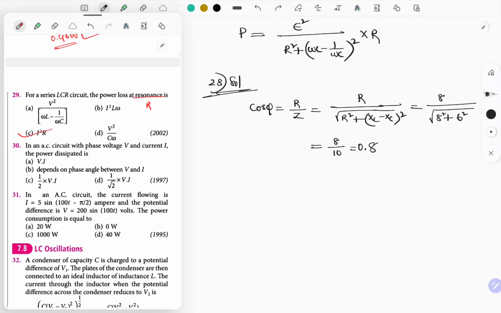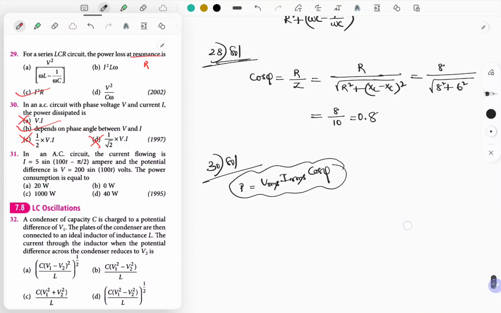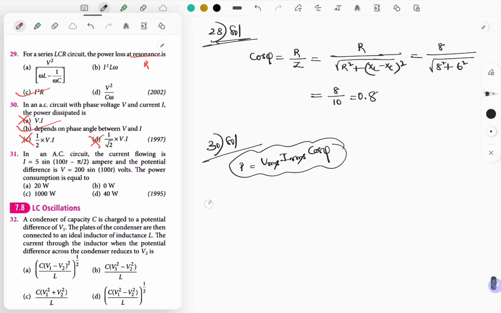Next, 30. In an AC circuit with phase difference between V and I, the power dissipated in this circuit. The general formula for power dissipation is VRMS into IRMS into cos phi, right? So does it depend on phase difference? Yes, definitely it depends on phase difference. So option C and option D are not suitable answers because there is no phi terminology. Option B alone is correct because it depends upon the phase angle between V and I also.